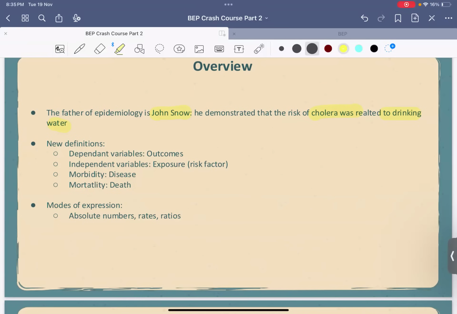And so, new definitions. Obviously, you all need to know all definitions of epidemiology or different types of variables. Dependent variables are called outcomes. Independent variables are called exposures or risk factors. So dependent variables depend on the independent variables. Basically, the independent variables are what give us the dependent variables. For example, smoking is an independent variable. Lung cancer is a dependent variable.